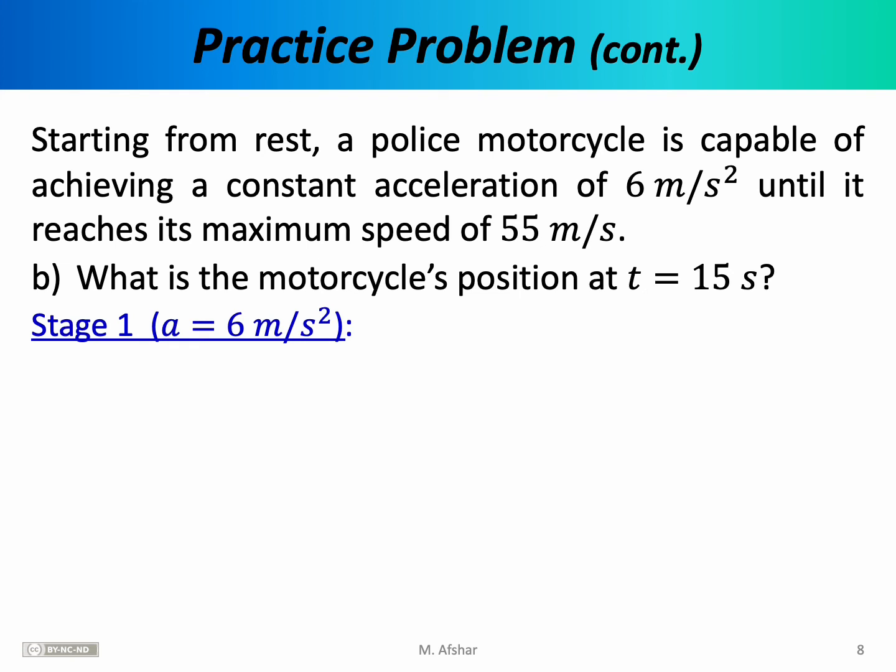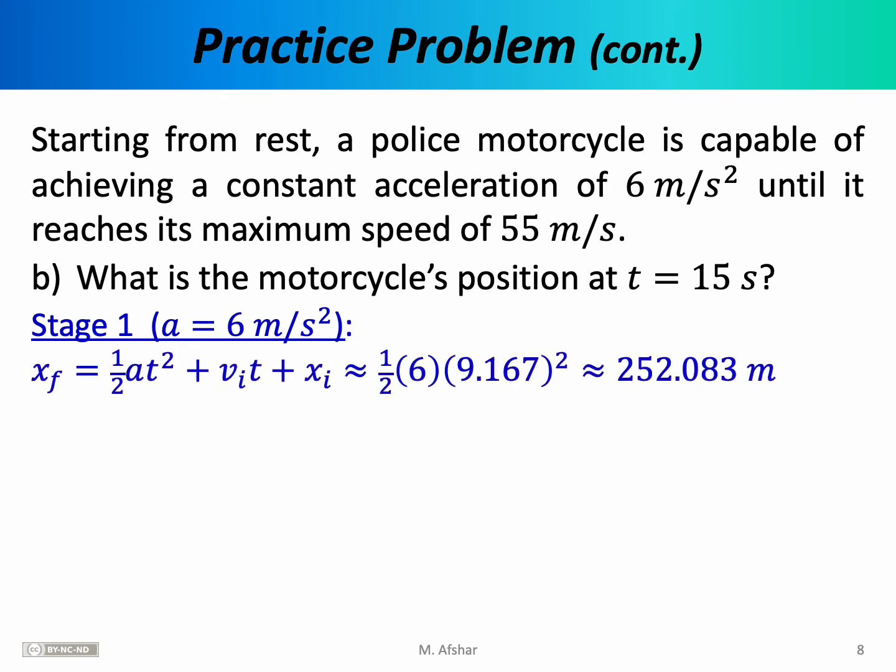For stage 1, I'm going to choose this particular kinematic equation here. I know the acceleration is 6. I know that stage 1 goes until 9 seconds, or 9.167 seconds. This is the answer we found in part A. Don't forget to square it. X initial is 0, V initial is 0 because the motorcycle is starting at rest. And when you plug all that in, you get 252. This should not be a surprise. We've basically already done this calculation in part A of the problem. So here I'm simply saying that in stage 1 of the motorcycle's motion, it will travel 252 meters.